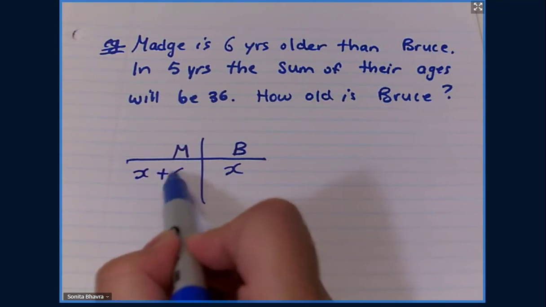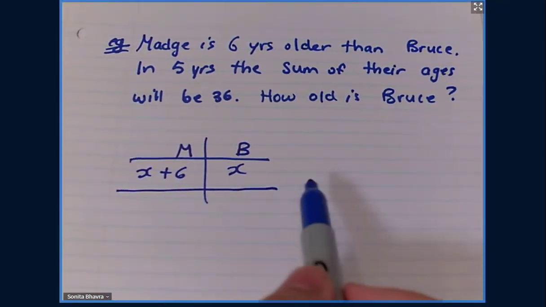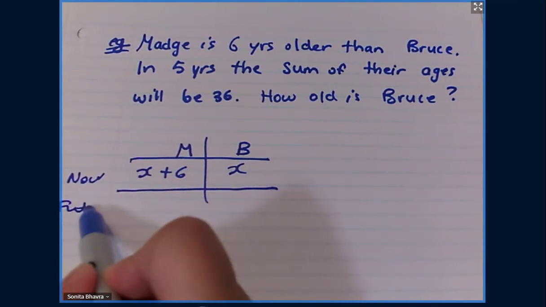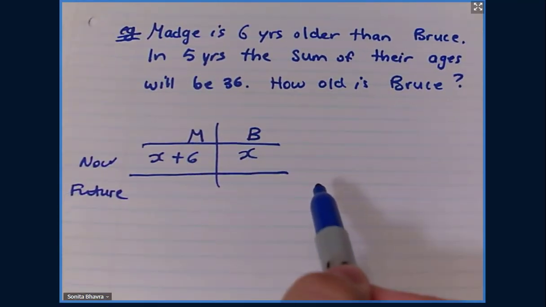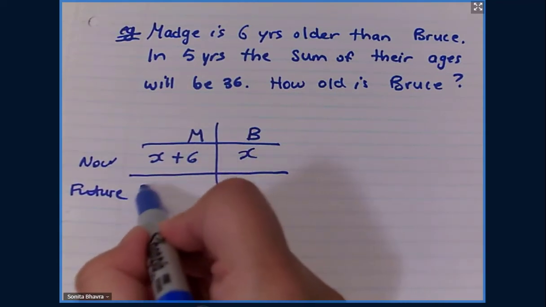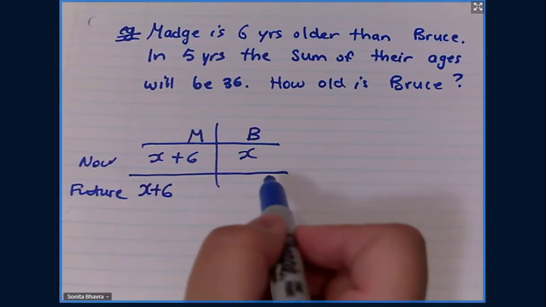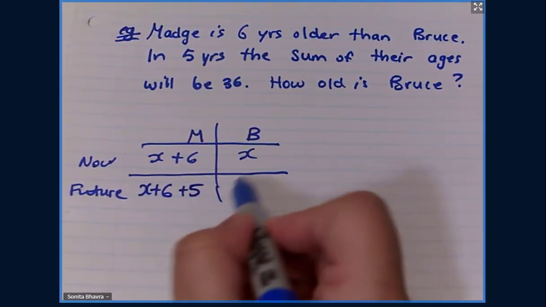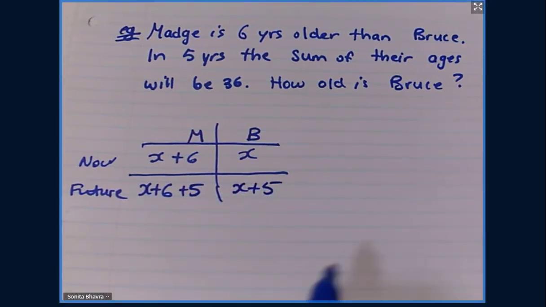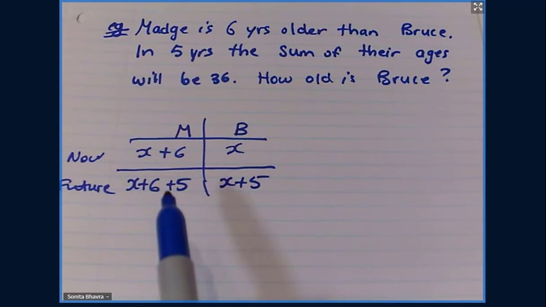And then Madge is 6 years older than Bruce. So x plus 6. And then in 5 years, so we could say this is now, and then this is the future. So in 5 years, the sum of their ages will be 36. So you have to take the x plus 6, and then add on the 5 years. And same thing with Bruce, we'll add on 5 years. Now we can take the two expressions. It says the sum of their ages will be 36. So now we will add that together.